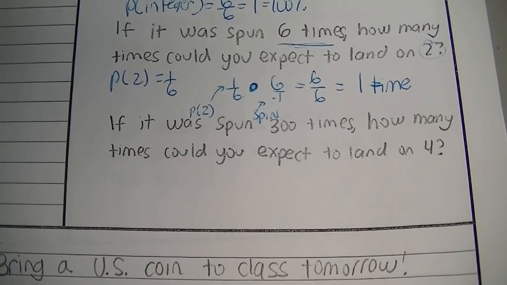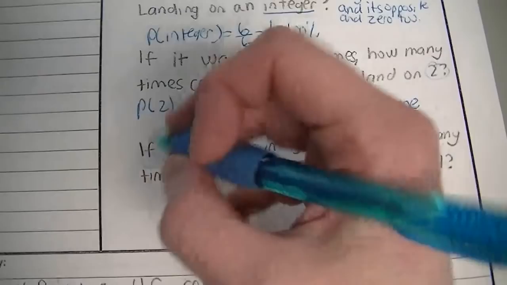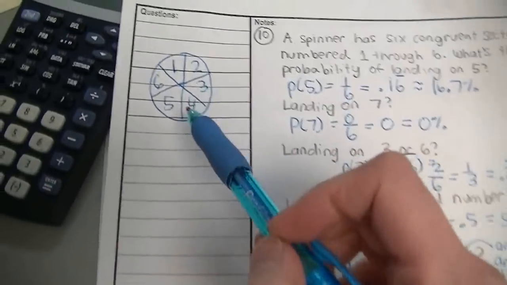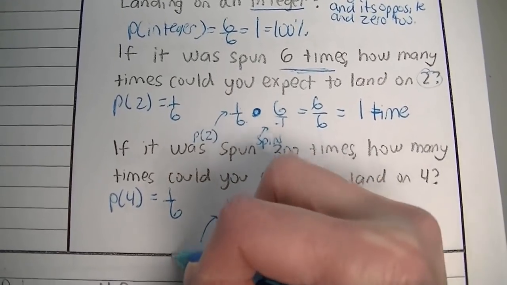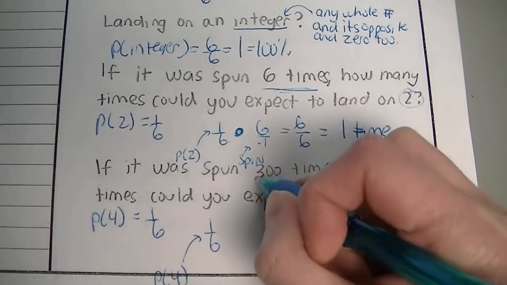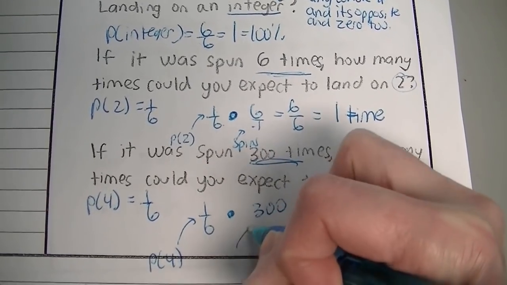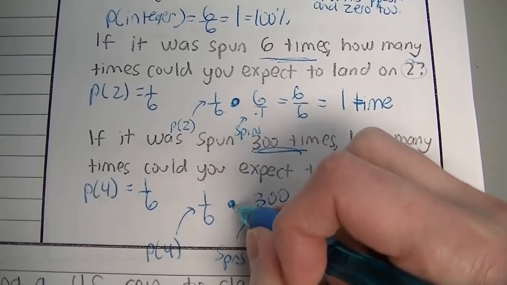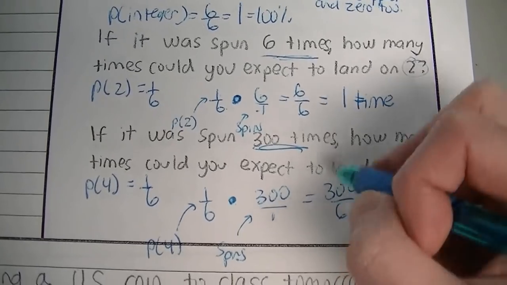Last one. If it was spun 300 times, how many times could you expect to land on 4? So let's first find the probability of landing on 4. Let's start with that. So the probability of landing on 4 is 1/6. Okay, so we're going to start with that 1/6, which was the probability of landing on 4, and we got to multiply that by 300 times because that's how many times you're spinning that spinner. Okay, I'm going to make that a fraction. So 1 times 300 is 300. 6 times 1 is 6. 300 divided by 6 is 50.